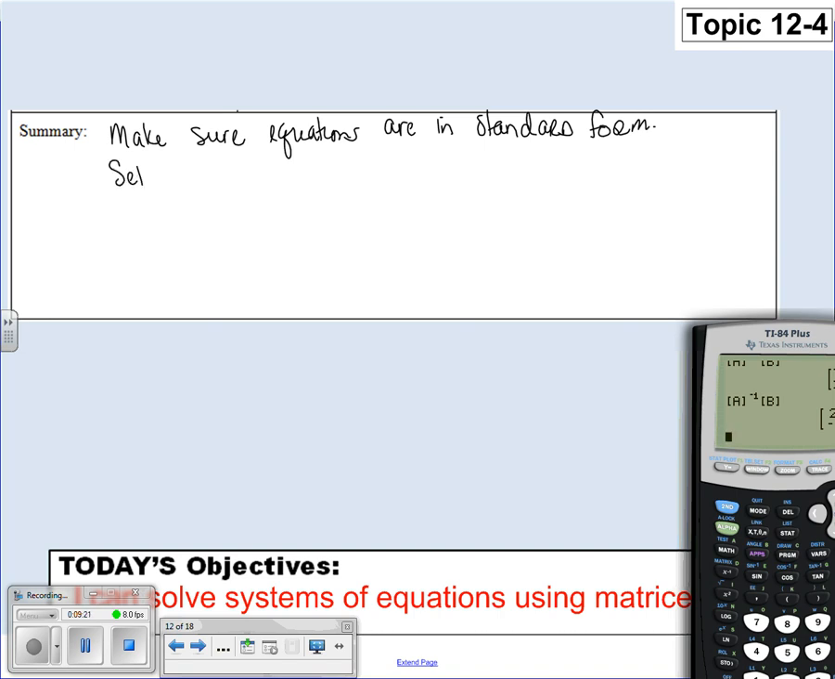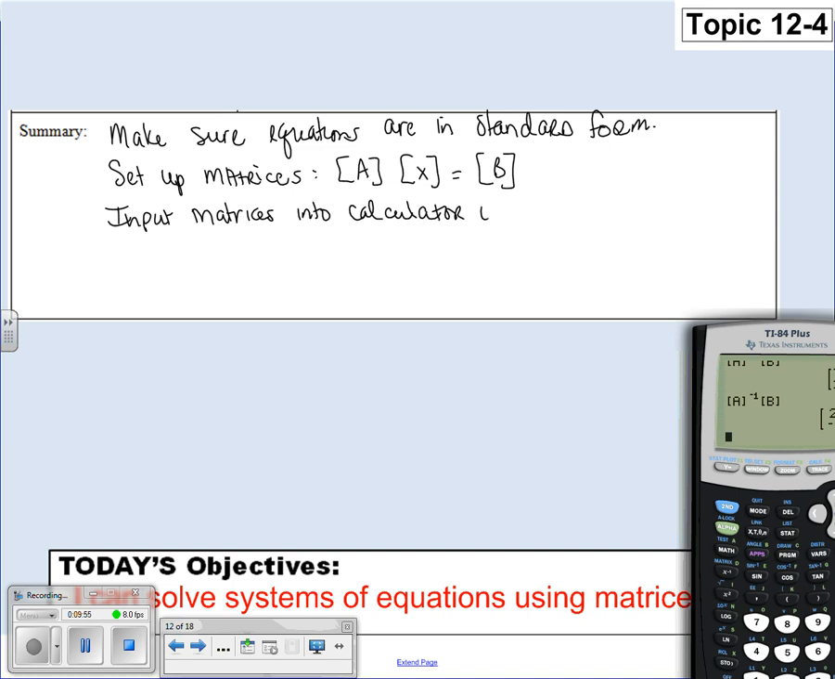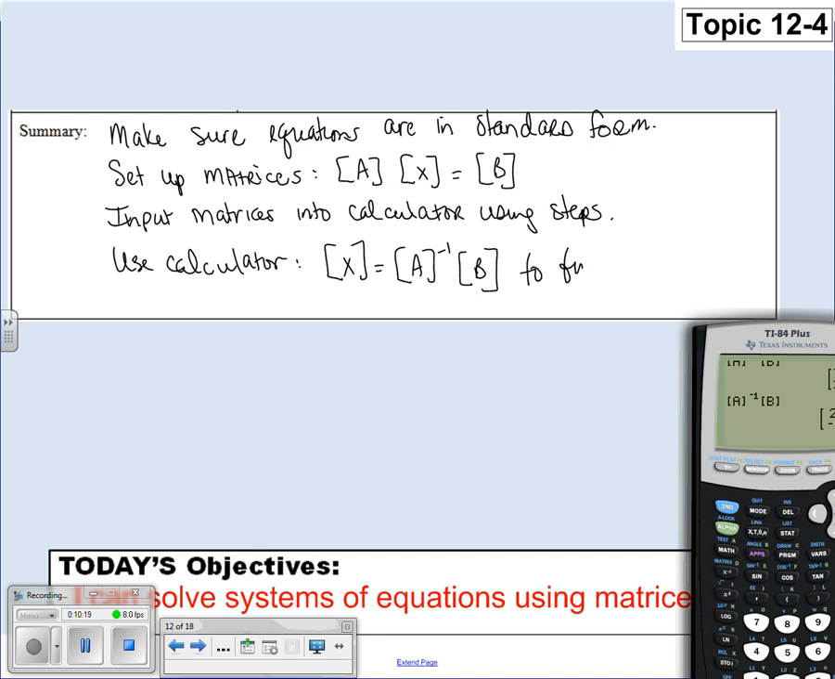Then we're going to set up our matrices. We want matrix A. We want matrix X, our unknowns, and they equal matrix B. Then we input the matrices into the calculator. Using the steps, we're going to just put that. And then we're going to use our calculator, typing in our unknown is equal to matrix A to the negative 1 times matrix B. And this will find the values of X and Y.